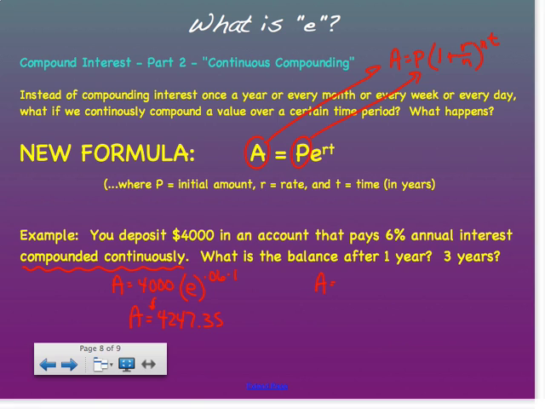I do amount equals 4,000 times E raised to, in this case, still 6%. I'm going to fix that E a little bit. 6% times now 3 years. So go ahead and type that in. 4,000 E to the 0.06 times 3 this time. And when I do that, I have a new amount after 3 years of $4,788.87.